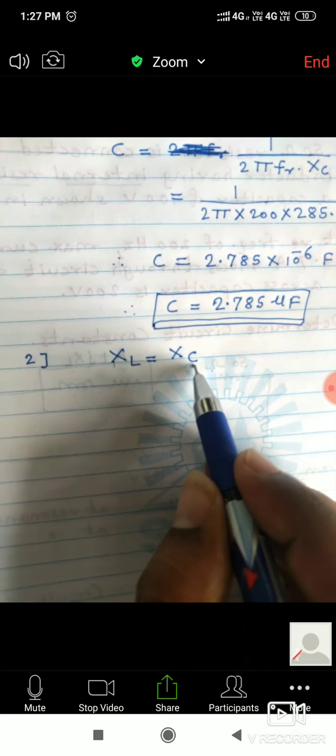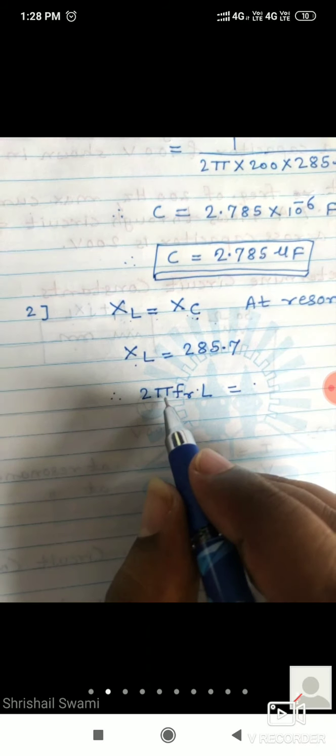Now XC is found out. What is XL? At resonance XL is equal to XC. So XC value is known, that is same as XL. So XL is also 285.7. So what is XL? That is 2 pi FR into L, that is omega L. So 2 pi FR into L is 285.7.